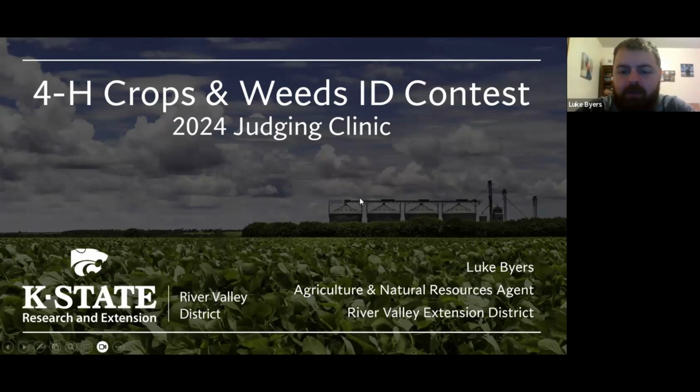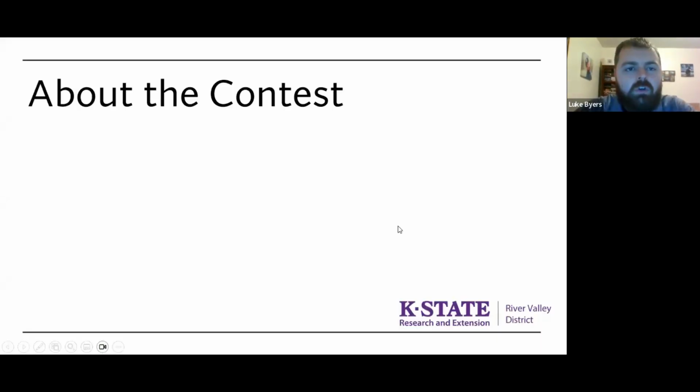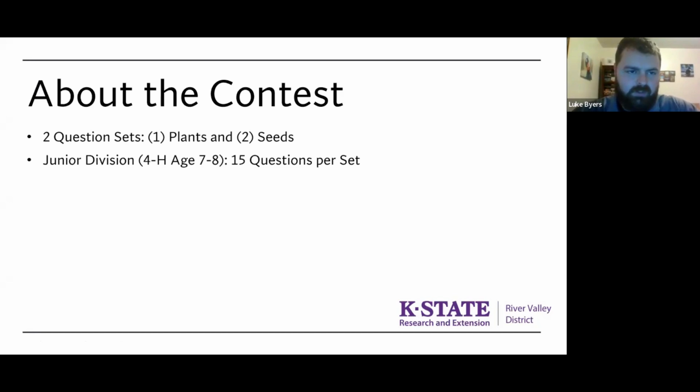So I'm just going to go ahead and jump into it unless anyone has any questions before we start off. And so here's just a little bit about the Crops and Weeds ID contest. There's two different question sets, one set for plants and one set for seeds. There's three divisions. The junior division is if you're of the 4-H age of 7 or 8. So that would be if you were 7 or 8 at the beginning of the year, that's your 4-H age for the year. In that division, there are 15 questions per set. That would be 15 questions on plant identification and 15 questions on seed identification.